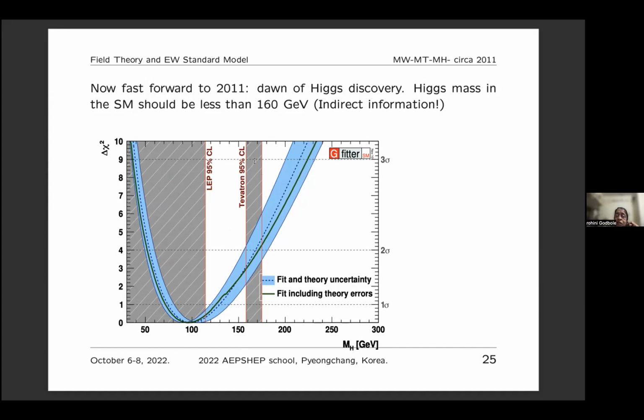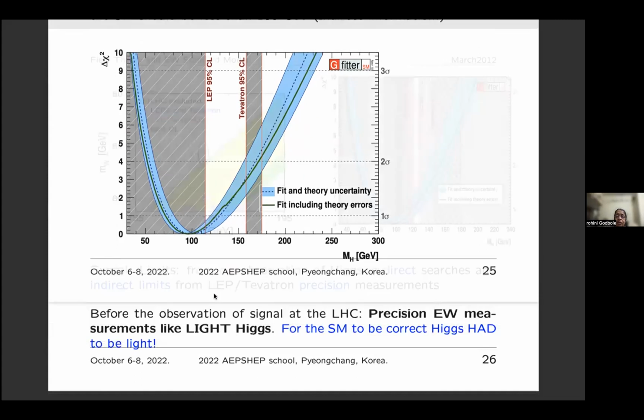So at this point, one said that, consistent with electroweak precision testing and consistent with the non-observation in the direct searches of the Higgs by these two experiments, the Higgs mass should lie in the standard model in this small region if it has to be consistent with the electroweak precision measurement. So indirectly, you had seen that the Higgs mass should certainly be less than 160 GeV, and that is the point that came here from the electroweak precision measurement.